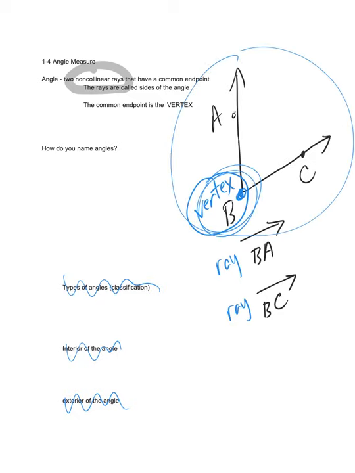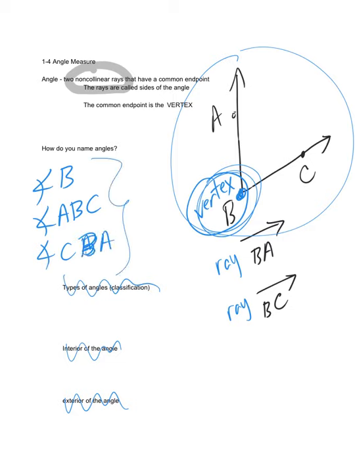Angles you have to name in a specific way. So how many angles do you see here? One. So you can name this angle angle B because there's only one angle. You could name it ABC, or you could name it CBA. What about BAC? You couldn't name it, because, so what if I had this?